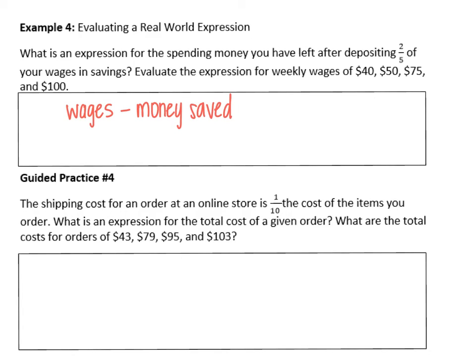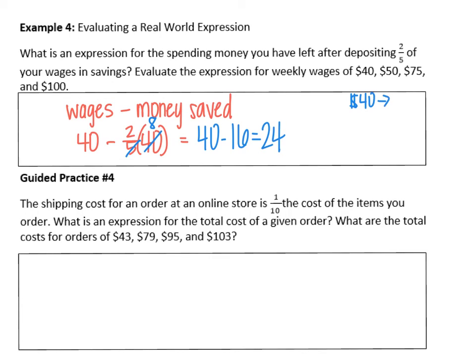Okay, so if your wages are $40, then you're taking away 2/5 of your $40. And they want to know how much you have left. So 40 minus 2/5 of 40, well, 5 will go into 40 how many times? 8, so that's 16. So 40 minus 16 is 24. So for 40, I'm going to have $24 left.